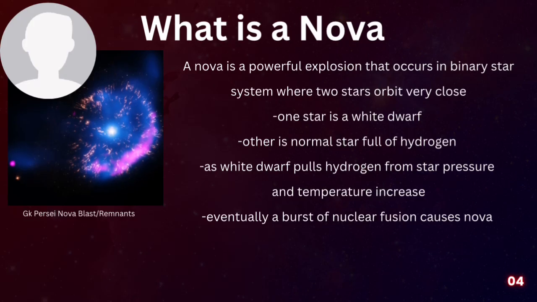What is a nova? As I was doing my research, and it was really interesting research, I learned that a nova was a powerful explosion. It occurs in a binary star system where two stars orbit very close. One star is obviously a white dwarf, and the other is its companion star. It's a star of hydrogen.